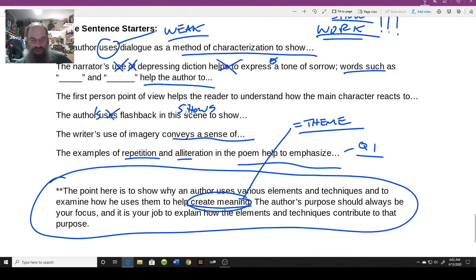The author's purpose should always be your focus, and it is your job to explain how the elements and techniques contribute to that purpose. And that purpose, for a writer of literature, is to explain ourselves to ourselves. And that explanation centers around being born, living, or dying. What aspect of humanity is the writer exploring?